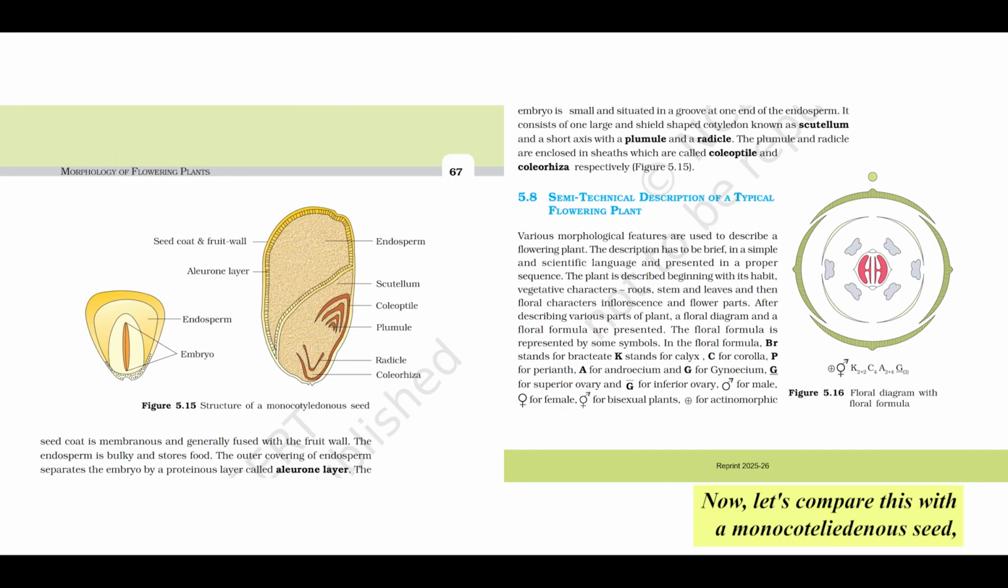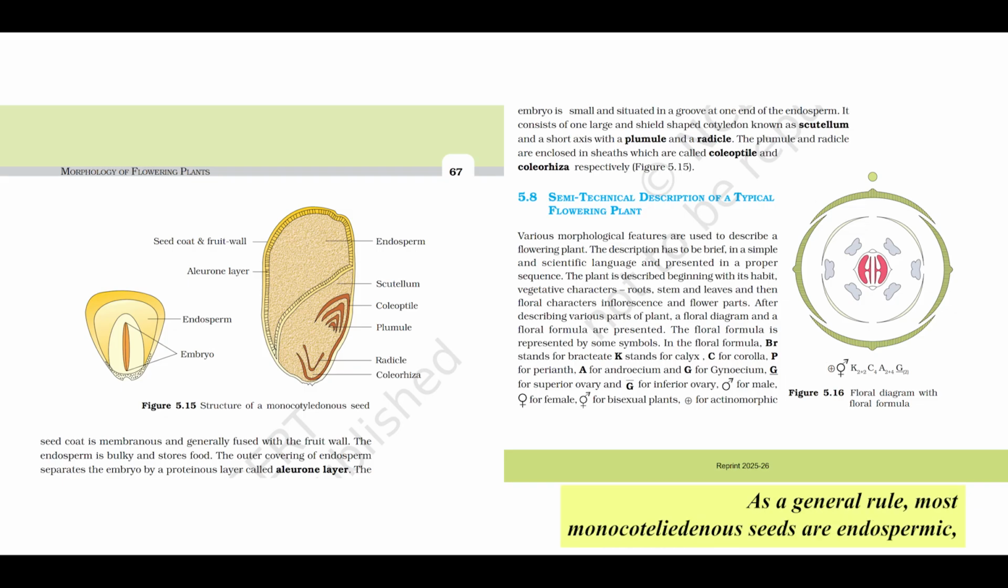Now let's compare this with a monocotyledonous seed, which has some unique and distinct features. We'll use maize, corn, a staple grain, as our primary example. Please refer to Figure 5.15 in your study material for a detailed view: structure of a monocotyledonous seed.